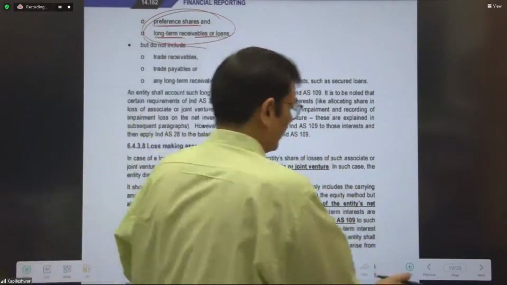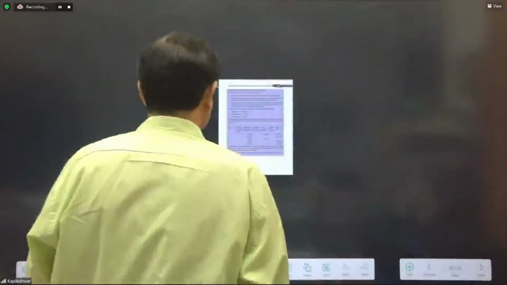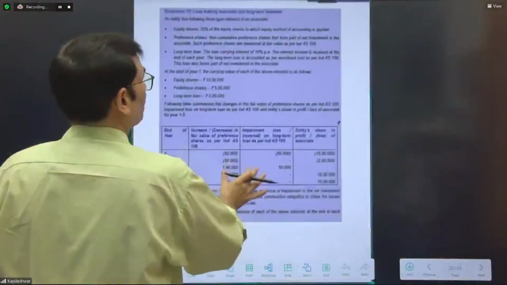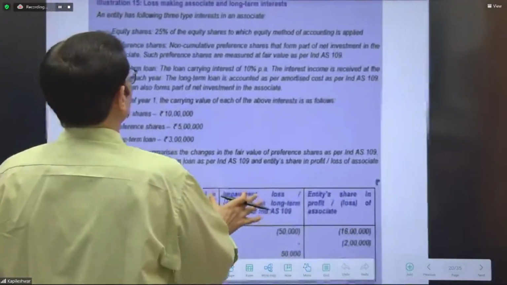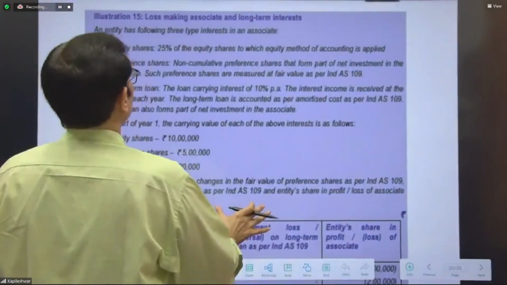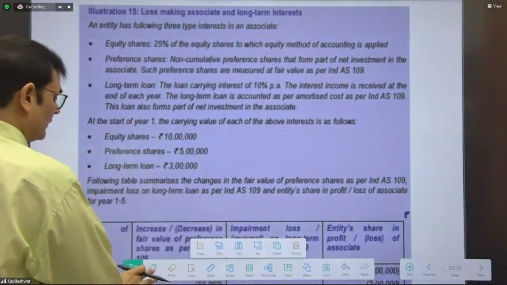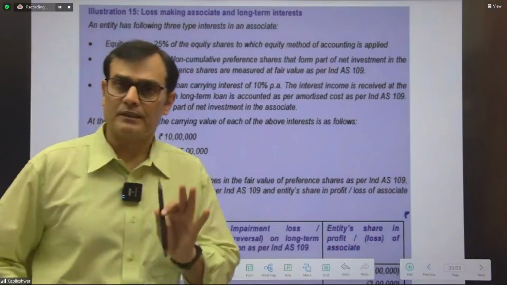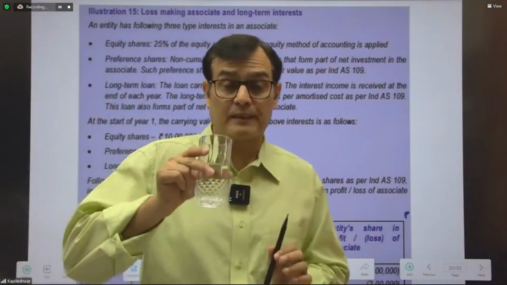Let's explain that with a simple example. There is an illustration number 15, page number 14.163. Let me just read this to you. Now, watch this carefully. I'll go a little slow on this illustration. It's pretty simple and pretty straightforward indeed. Just watch this carefully. Go through the steps carefully.